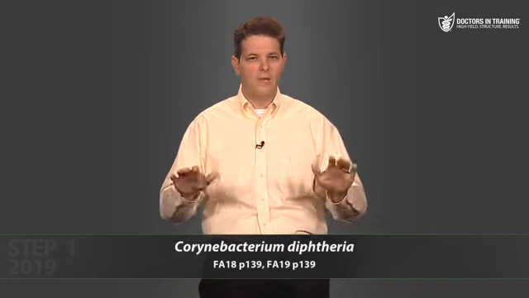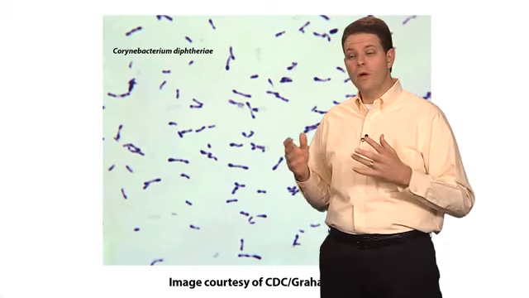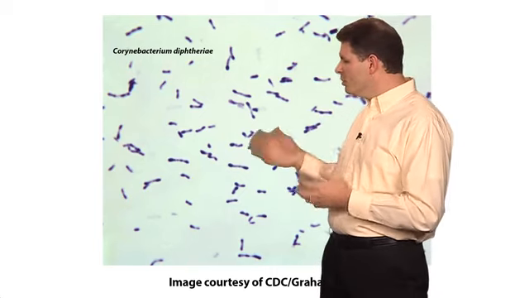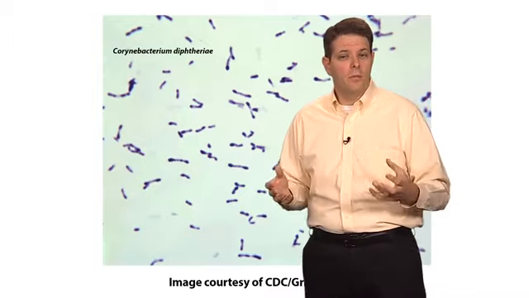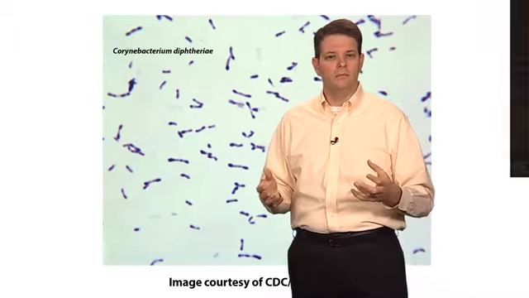the scourge of spelling bee contestants throughout the land. Again, this is a gram-positive rod, but it has these protuberances on either end of the rod, kind of like a club. That's where the name comes from. Coryne is a Greek word for club. Not that kind of club. The kind of club you would use to bash somebody's head in if you were a caveman or something.